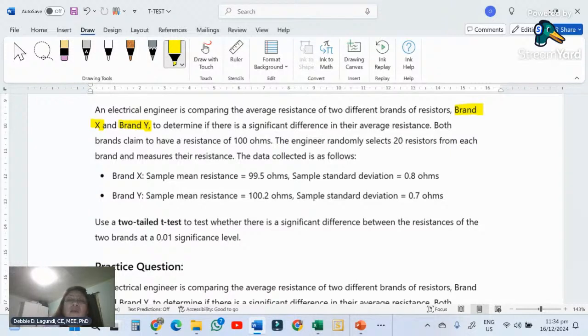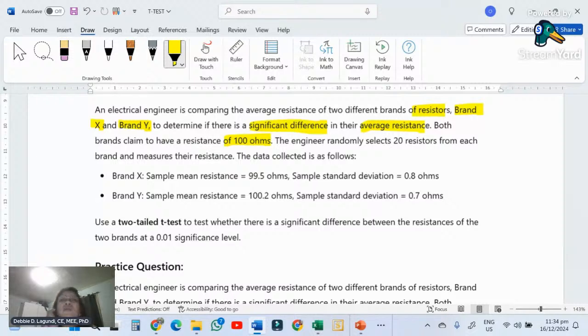Right. So we've got two groups here, brand X and brand Y, and we want to determine if there is a significant difference in their average resistance. These are resistors. It says here both brands claim to have a resistance of 100 ohms. So first you have to make your null hypothesis that both are the same in resistance, 100 ohms, and then your alternative will be that they are different.